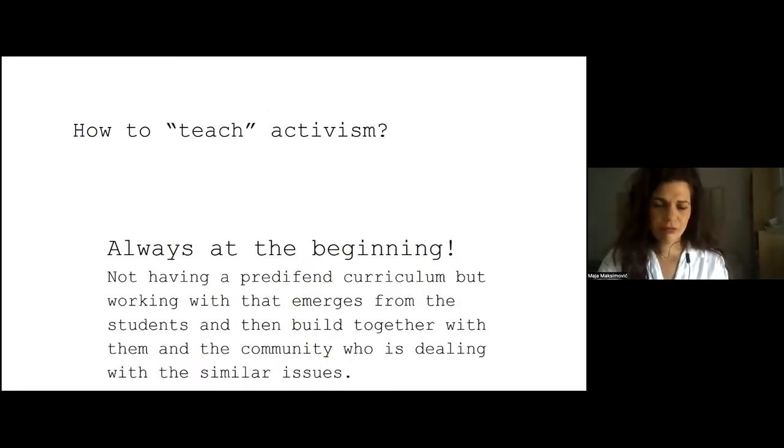So I will go back to the original question, how to teach activism. We are always at the beginning. It is a very challenging endeavor, as all the time I'm at the beginning. As a teacher, I do not have a predefined outcome. I do not have a text prepared, or what I will teach, what we will learn. But what I notice is important to have is a structure of time and space.